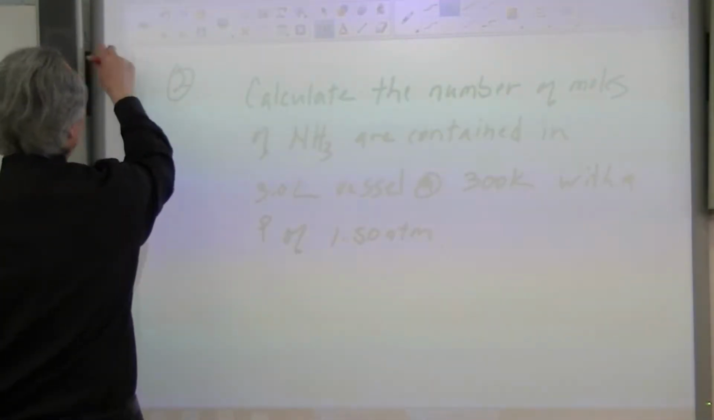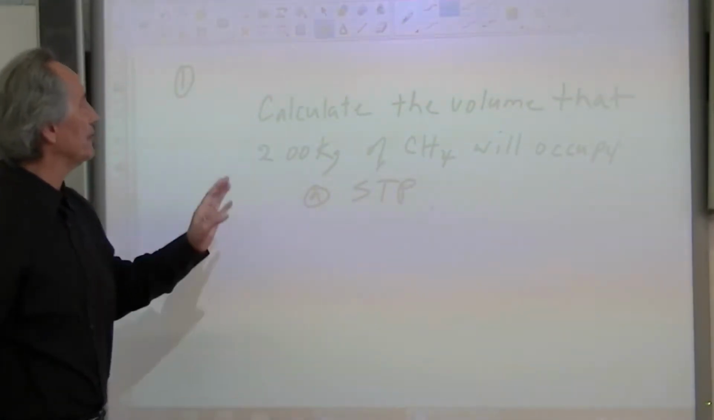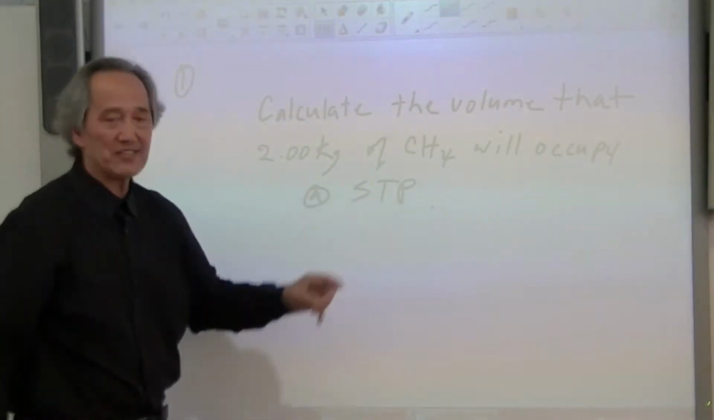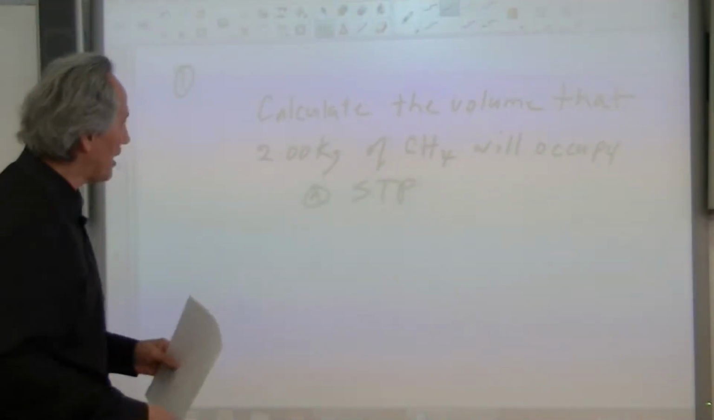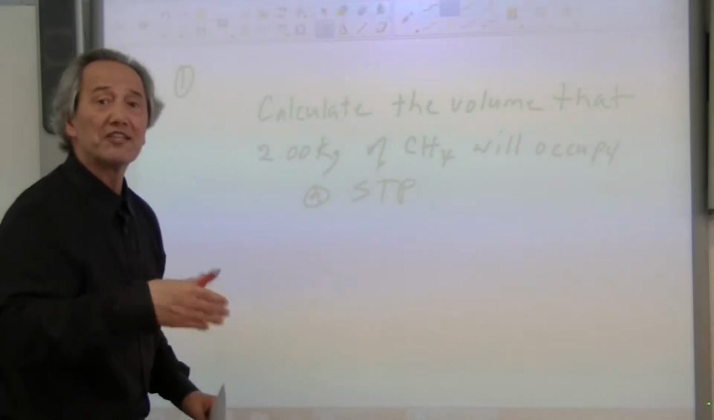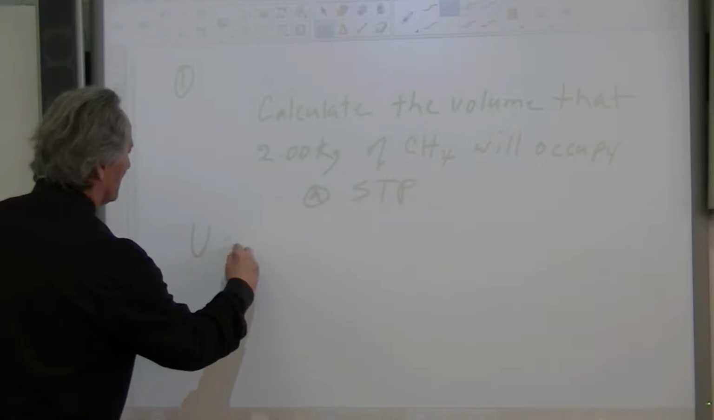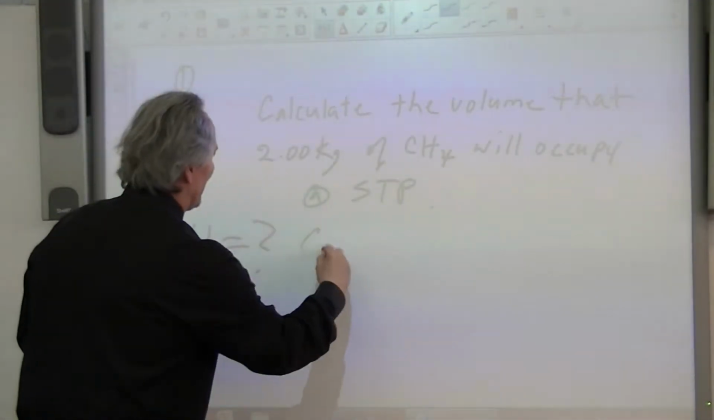Now note, we want to go ahead and do a problem calculating what the molar volume is. Let's read a problem here. Let's go to problem number 1. Problem number 1 states, calculate the volume that 2.00 kilograms of methane will occupy at STP. Now recall, one of the first steps that we do in any of these kinds of problems is identify the unknown versus the data that is given, or the known data. So my unknown is we are calculating volume. This is what we're looking for, volume of methane.